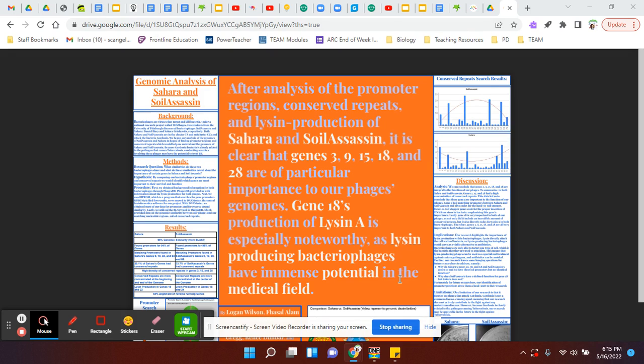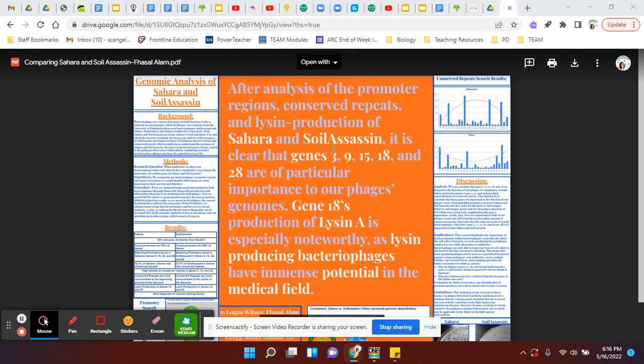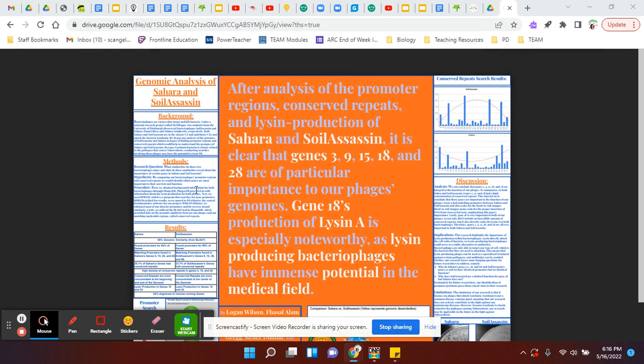With the assistance of information afforded by PhagesDB, DNA Master, coupled with Softberry Gene Identification Program, was used to identify promoter regions of Sahara and SoilAssassin. A BLAST run on PhagesDB was also used to identify conserved repeats, roughly 20 to 25 base pairs long, repeated sequences indicating segments required for phage survival.